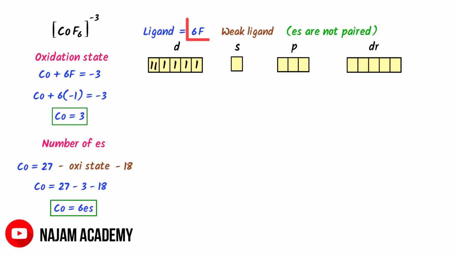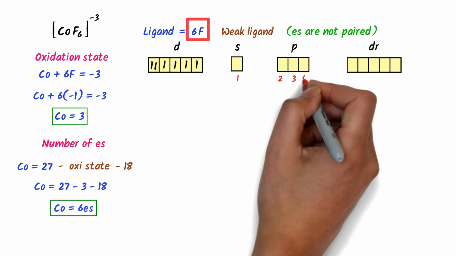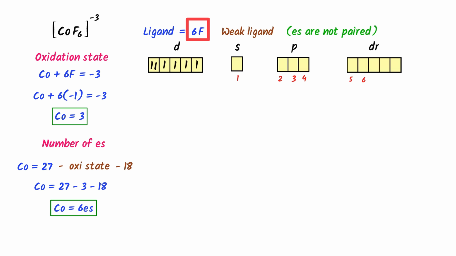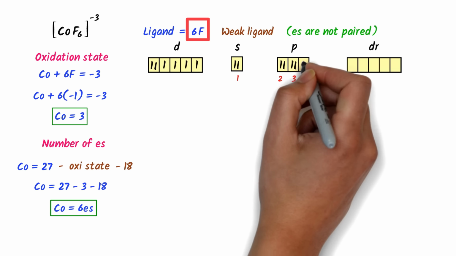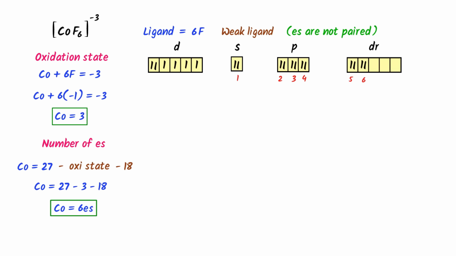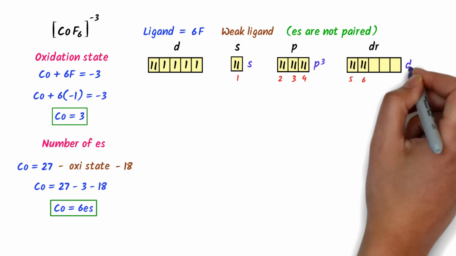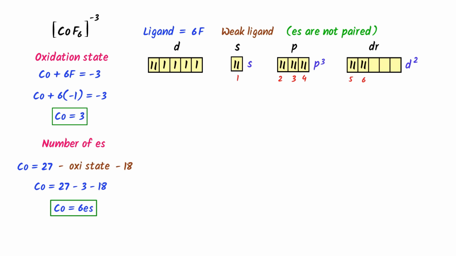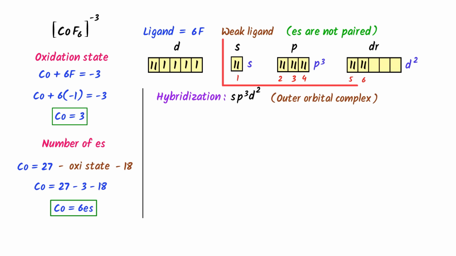Now we can see that there are 6 ligands of fluorine. So I select 6 completely empty orbitals. 1, 2, 3, 4, 5, 6. Also we know that each ligand donates 1 pair of electrons. So I fill these 6 orbitals. Hence these 6 orbitals are hybridized. This 1s, these 3p and these 2d orbitals are hybridized. Now the hybridization of this compound is sp3d2. It is an outer orbital complex because the outer d orbital is hybridized.